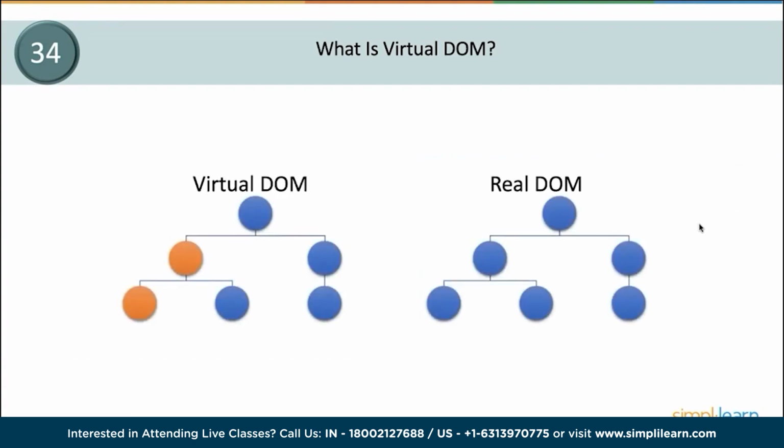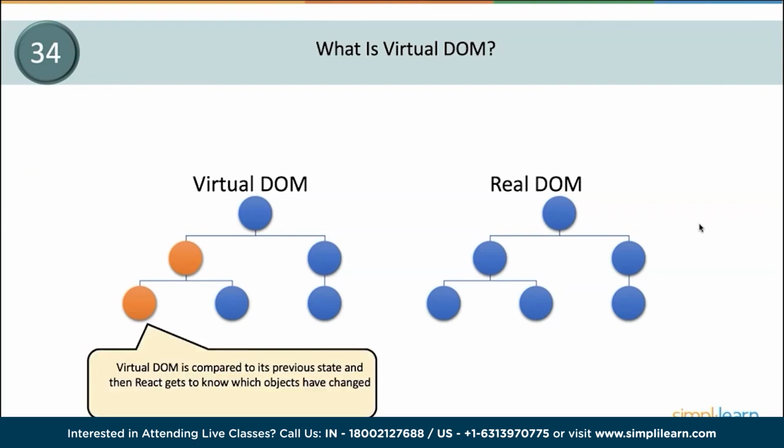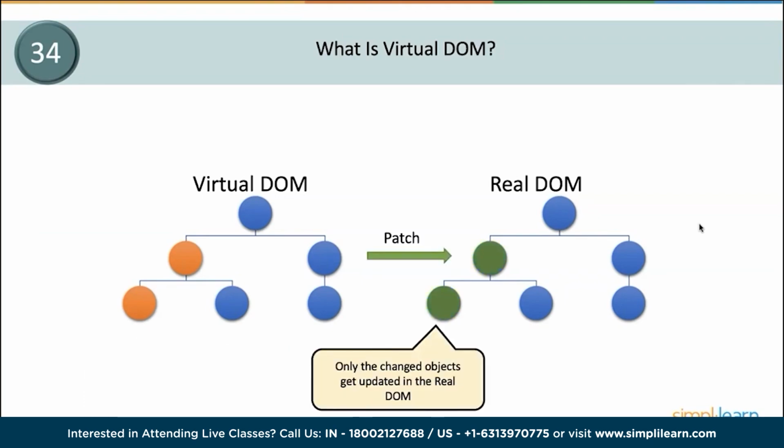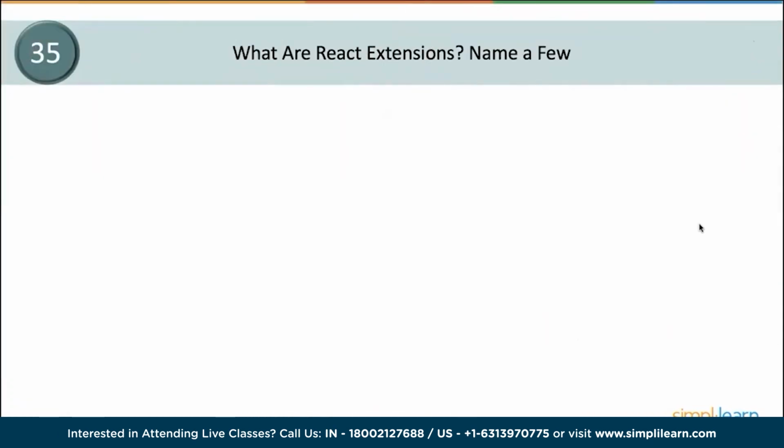So in the virtual DOM, what happens? This is the real DOM, and this is the virtual DOM. The orange portions you're seeing are the changes that have been made; these are called changed objects. The virtual DOM compares to the previous state, understands which areas need to be sent for updates, and avoids the other areas. That's how the virtual DOM really works.